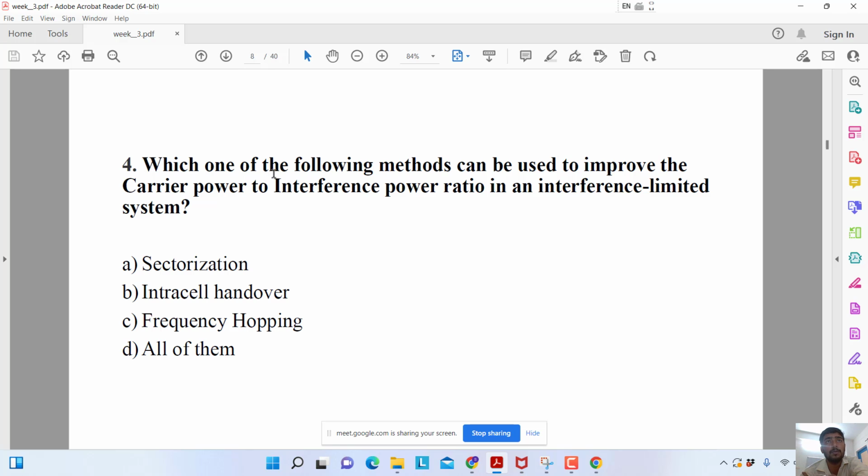Okay, the question is, which one of the following methods can be used to improve the carrier power to interference power ratio in an interference limited system? We have to tell which improves the carrier power to interference power ratio. The first option is sectorization. Second is the intra-cell handover, C is the frequency hopping, and D is all of them. Anybody got the answer?